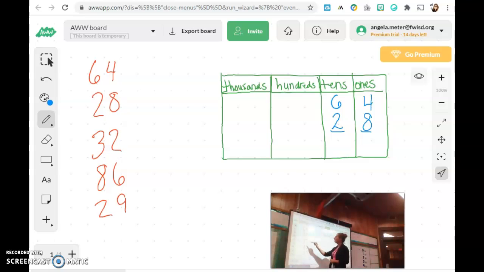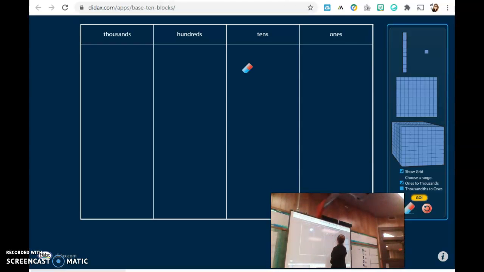Now we're going to do the next number. So we've done 64, we've done 28. Our next number is 32. So we separate that. Our 2 goes in the ones, and our 3 goes in the tens. So we see here we have 3 tens. So in my tens place, I'm going to put 3 of my rods, 2, 3, and 2 of my units. There we go. And there's our number 32.